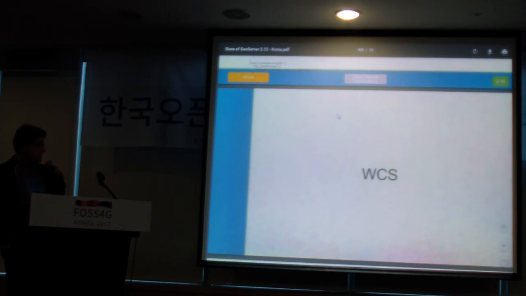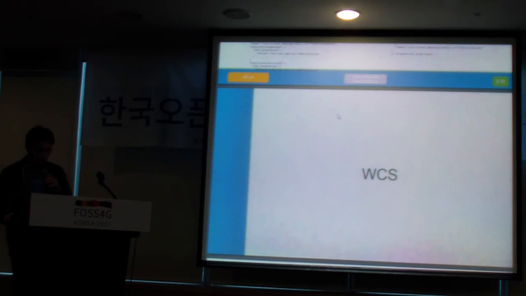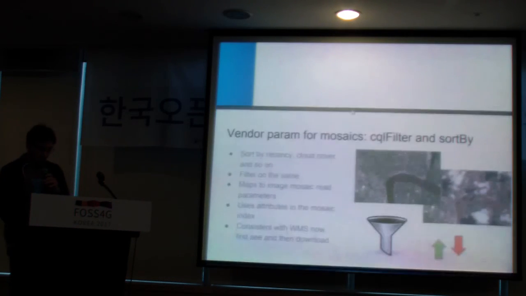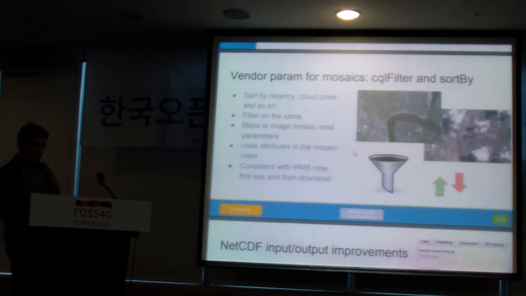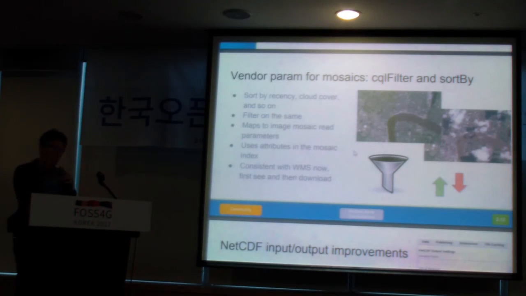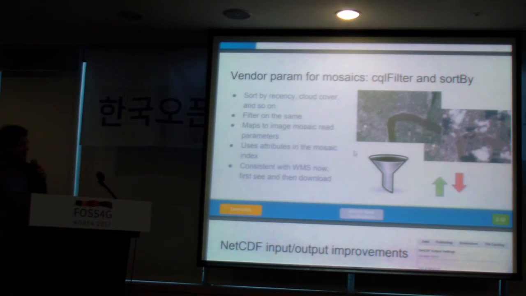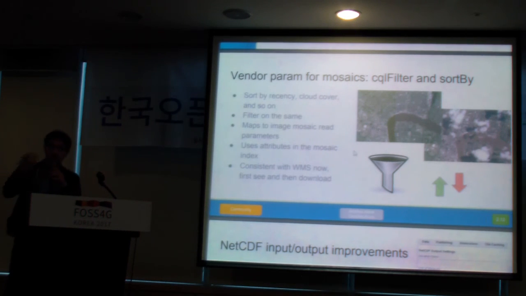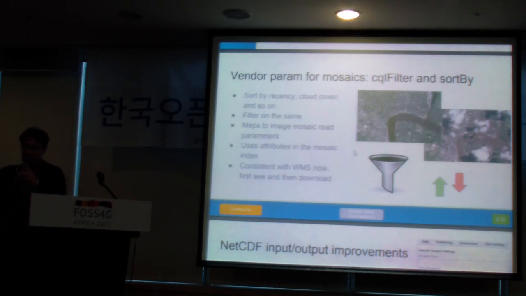Going to WCS, the raster counterpart of the WFS, we have what I was talking about before, the ability to sort again. We added it as a vendor extension to WCS as well, so that you can basically first look at a map with the WMS, sort it the way you want, and then use WCS to download the original data, the raster data, the raw data behind it.